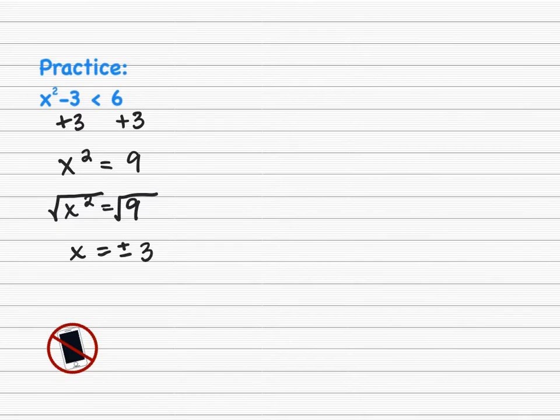That's the part that people often forget. If I have x squared equals 9, 3 squared is equal to 9, and -3 squared is also equal to 9. So when you are taking the square root of both sides in order to solve for an x squared, you are looking at a positive and negative value.